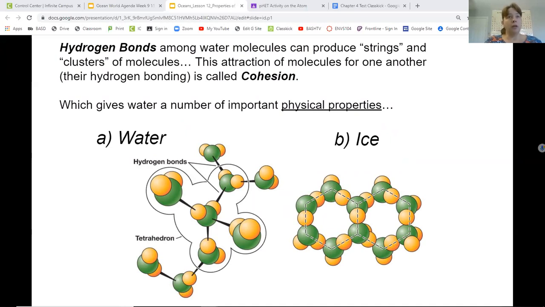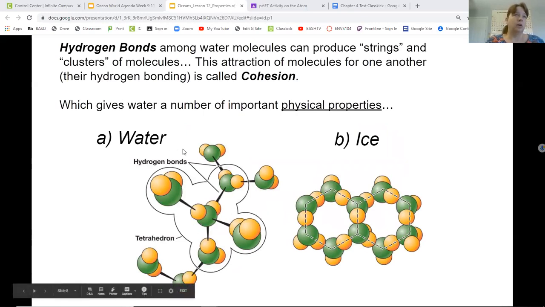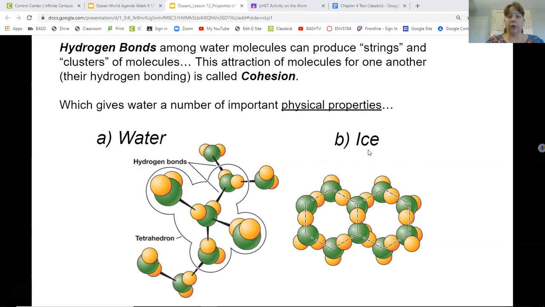So when these water molecules connect using hydrogen bonds, they usually will connect in strings, or sometimes they can even form complete clusters. And again, it has a lot to do with the temperature. When it is water or a liquid, we'll see more of a string-like structure. Whereas as it gets colder, when it's ice, we'll see them even more clustered together because more hydrogen bonds have formed, and they'll actually form a hexagonal shape.